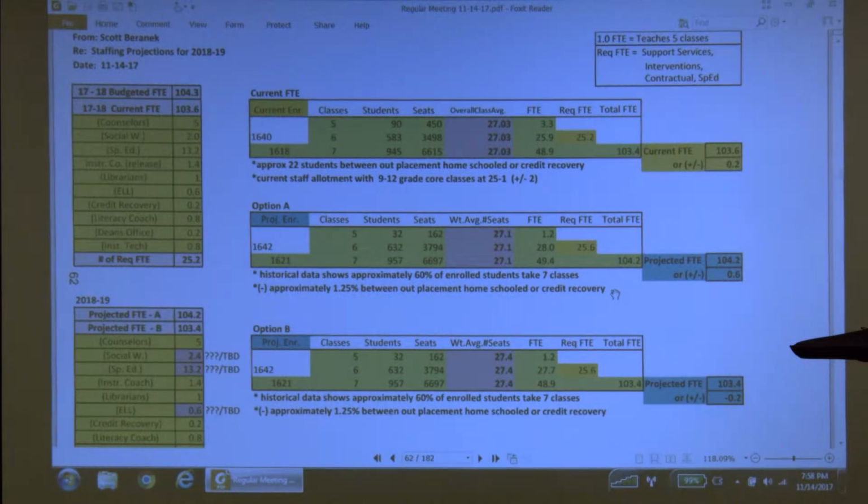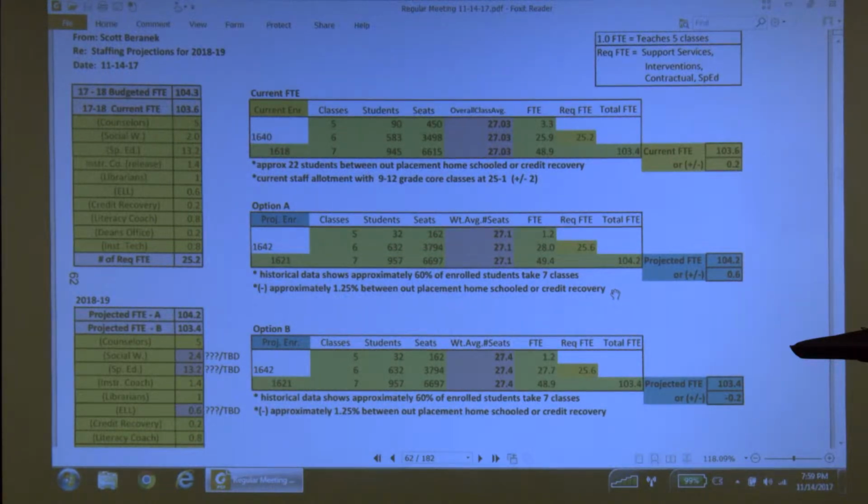We swing to the chart on the left where it says 1718 budgeted FTE. So in the budget this year, we have a budget of 104.3. Our current FTE that's being accounted for salary dollars in our budget is 103.6. Of that, we have 25.2 certified staff members that are what I would call required teachers, that aren't in 5 classrooms but are required. We have to cover their cost, okay?